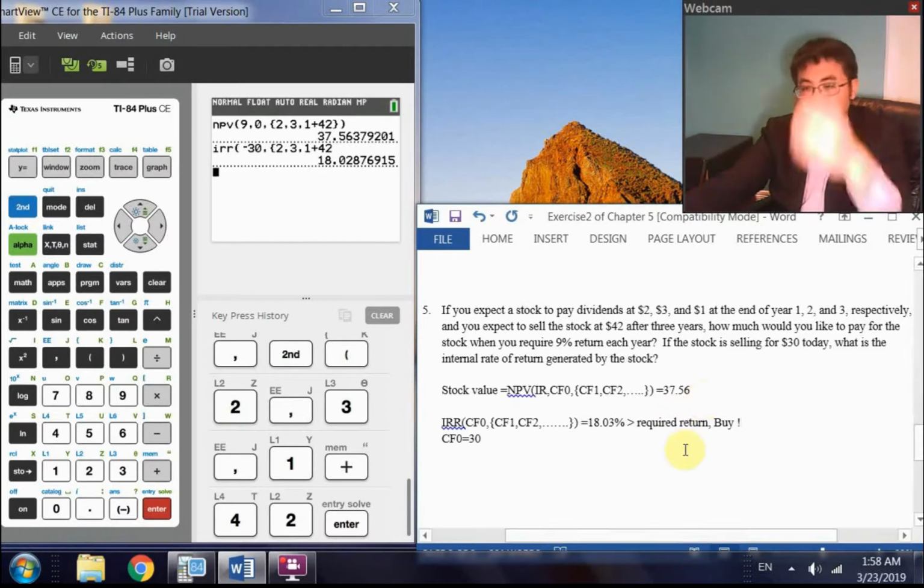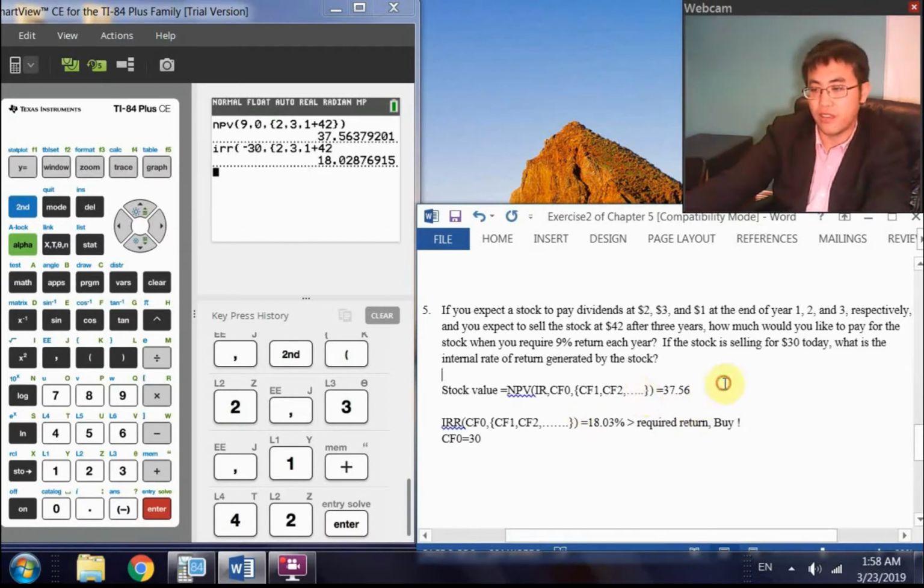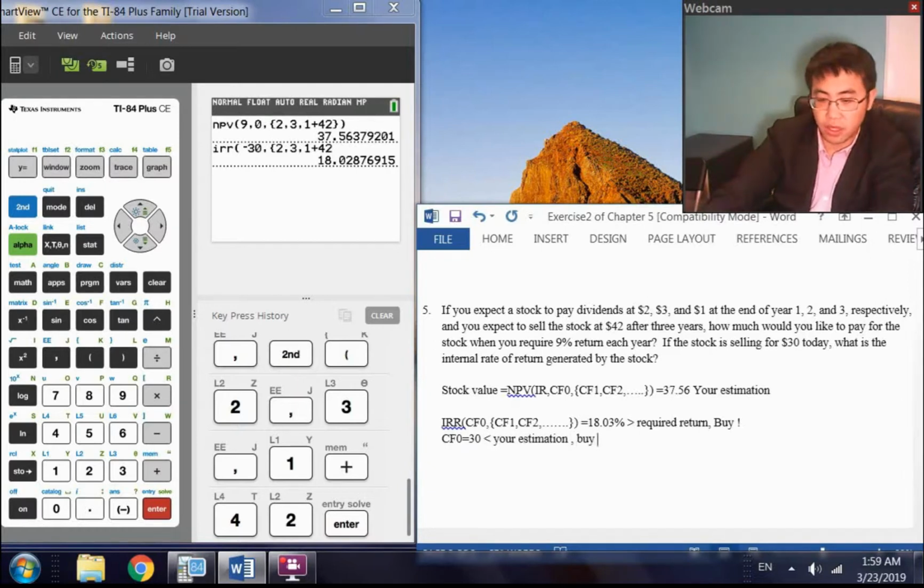And you can also make a decision by comparing the value, which is your estimation. You think the value is $37, whereas it's only selling for $30. So if the price is lower than your estimation, then you should buy it, right? You think it's worth 37, whereas it's only selling for 30. So it's really a bargain to you. So just buy the stock. You can make the decision using both IRR and NPV.